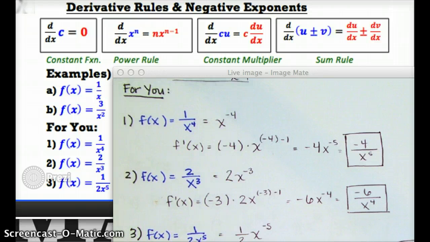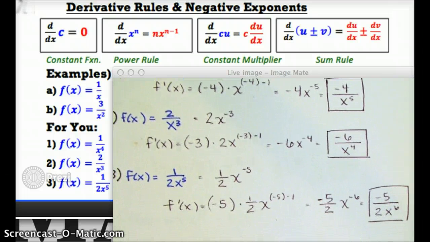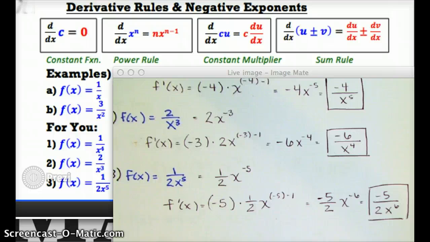Here's the work for numbers 1 and 2. In each case, my first step was to rewrite the original function using a negative exponent, and then I just followed the exponent rules, the power rule from above. 3, the answer was negative 5 over 2x to the 6th. Be a little careful with these fractions. Notice how when I have a fraction out front, I end up joining the negative exponent term with the bottom of the fraction. Great, should be simple enough.